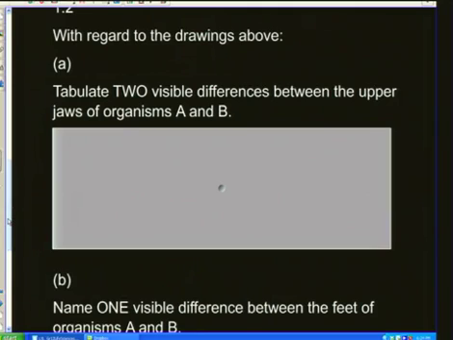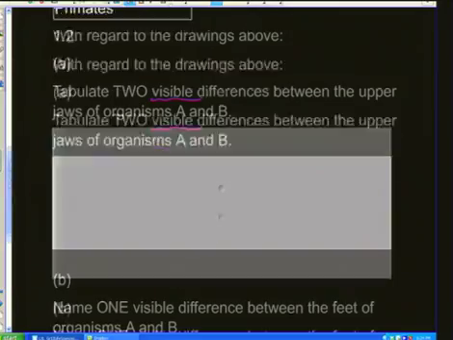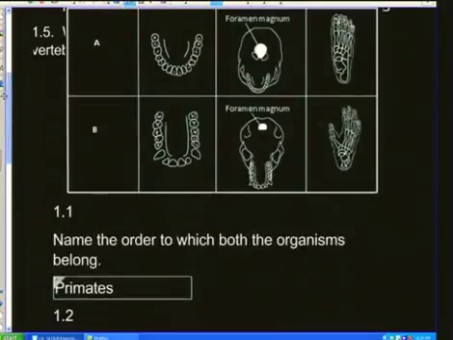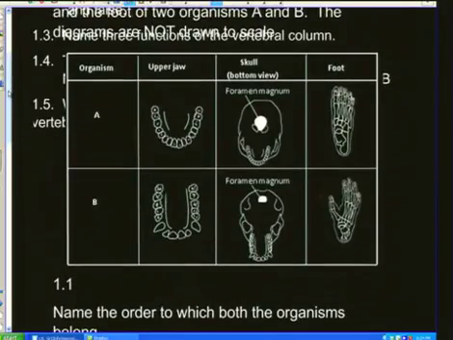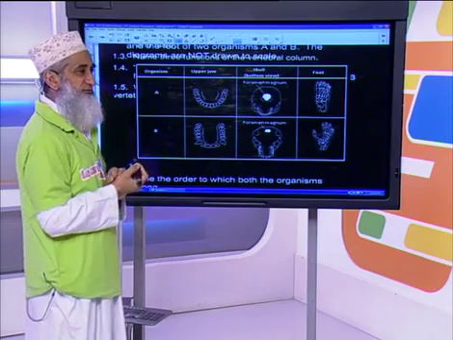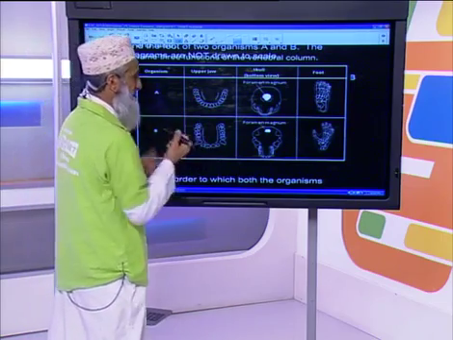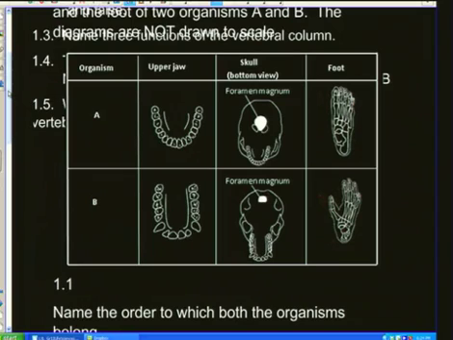With regards to the drawings above, tabulate two visible differences. You see, you deliberately missed out the word visible. Okay, let's see. They're talking about the upper jaws. Here's the upper jaw. Two visible differences, what can you see? Larger canines. Right, larger canines where? There or there? In B, okay? Good. What else? The second difference?